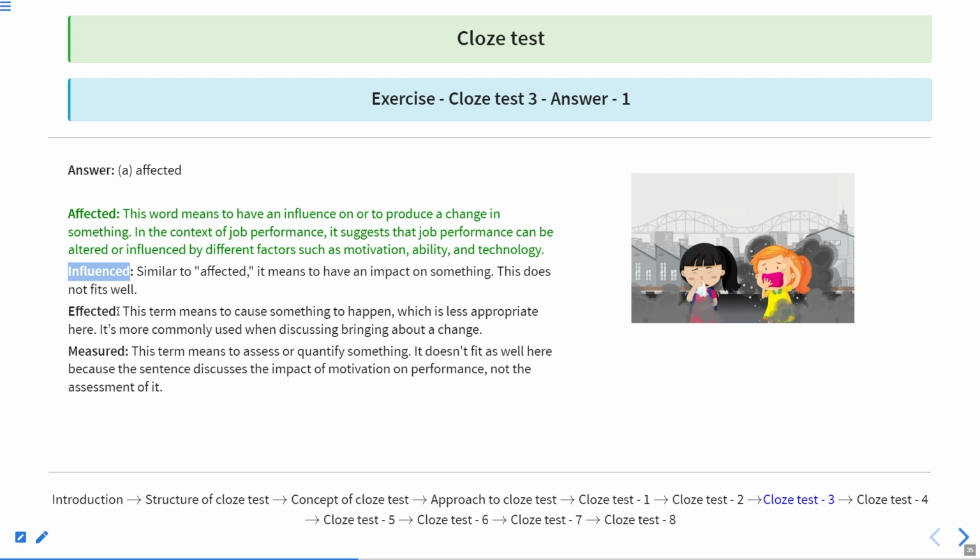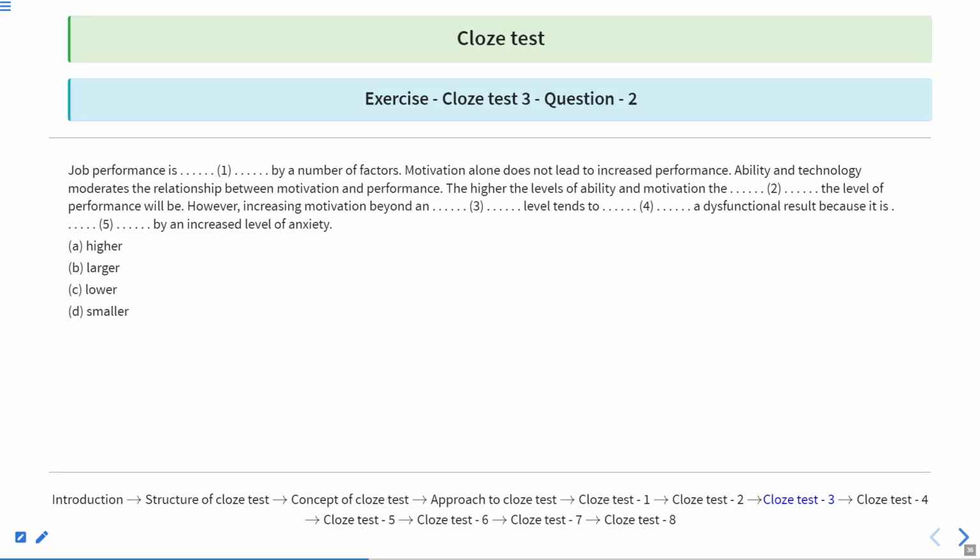It cannot be effected. Effected means to cause something to happen. This is less appropriate here. It is more commonly used when we are discussing something which is bringing about a change. It cannot be measured because this term refers to quantifying something. It does not fit as well here because the sentences discuss the impact of motivation on performance, not the assessment of it. Let us look at the next one.